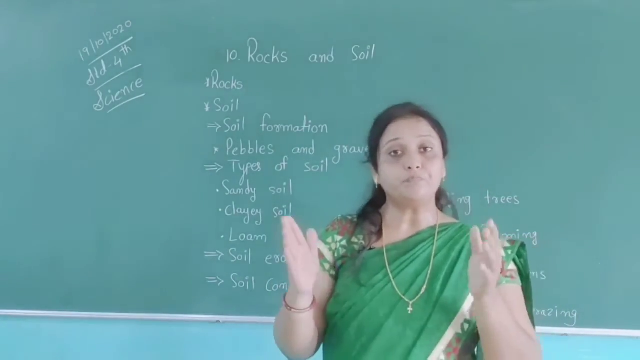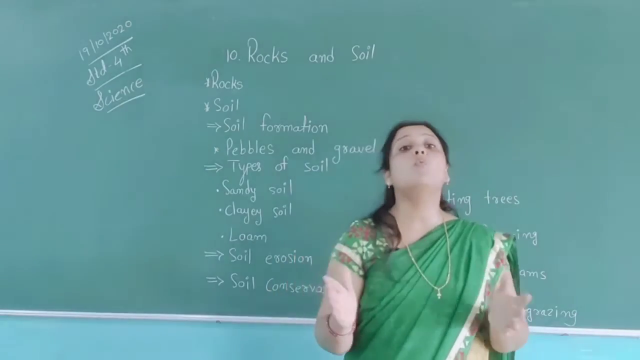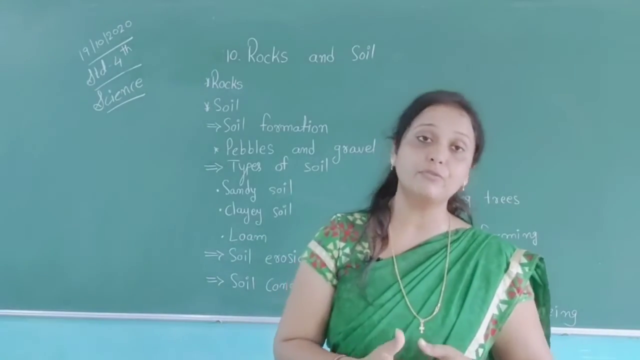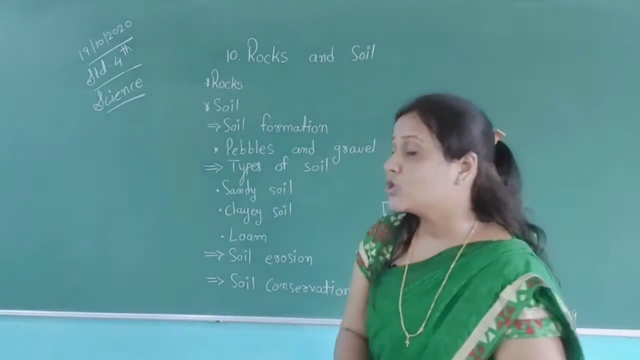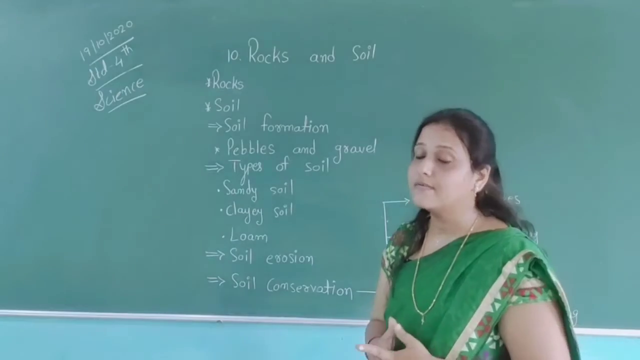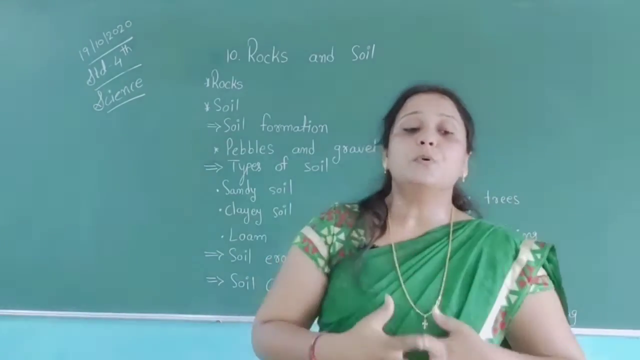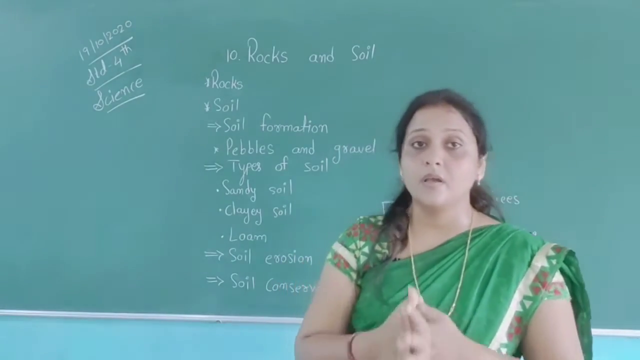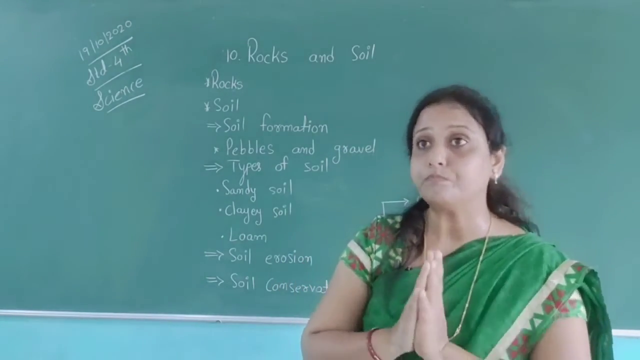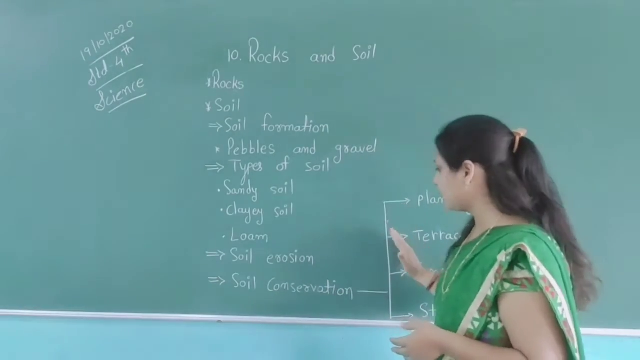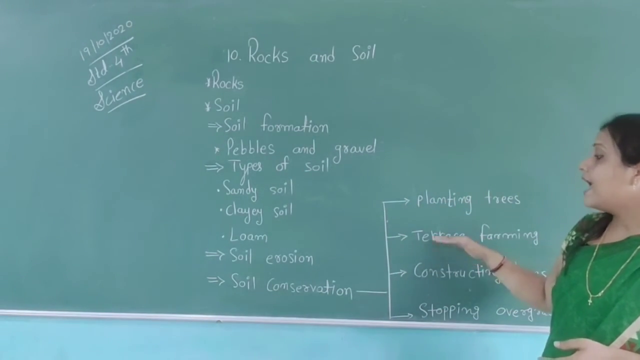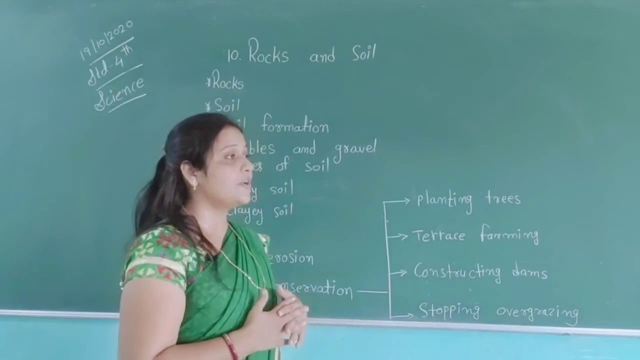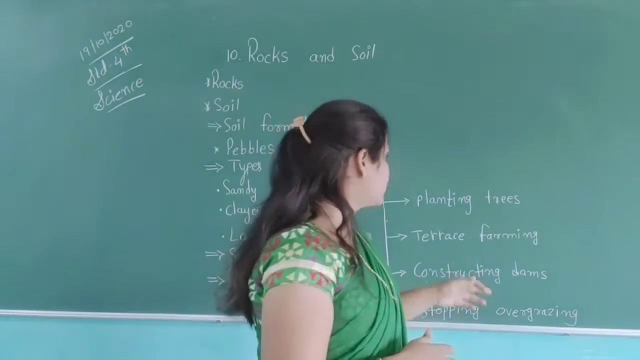So always try to plant more and more trees, because trees are very useful to us. Then soil conservation. Soil conservation is also useful to us. We can conserve soil and check soil erosion. There are some methods, and using these methods we can protect our soil from erosion, and because of this we do not lose the fertility of the soil.